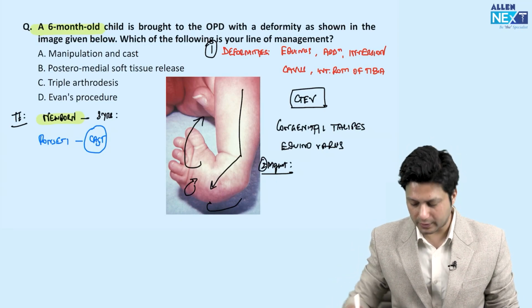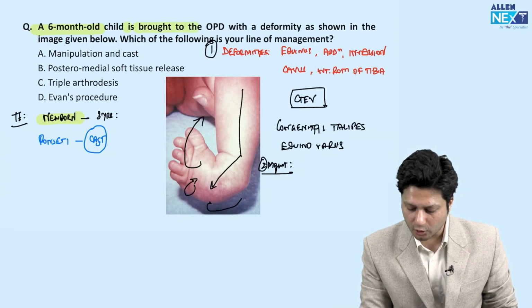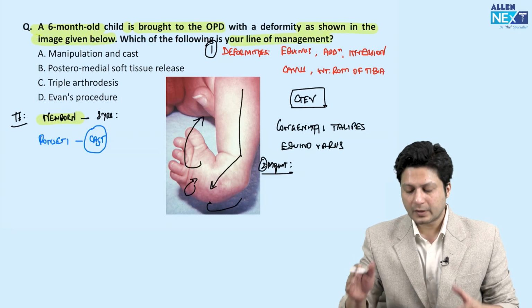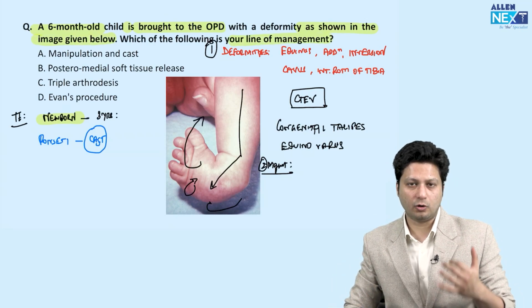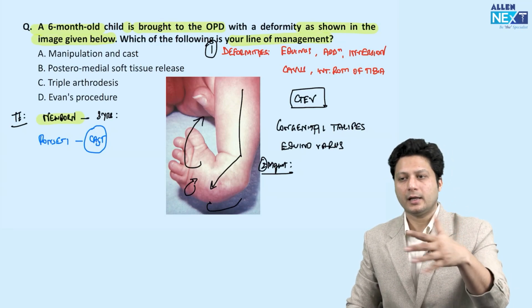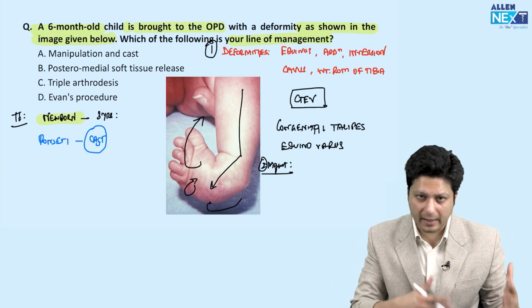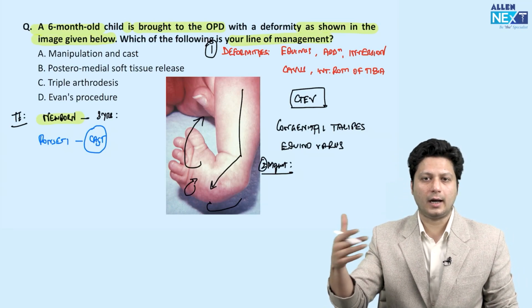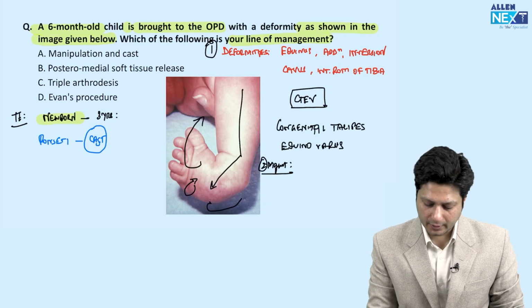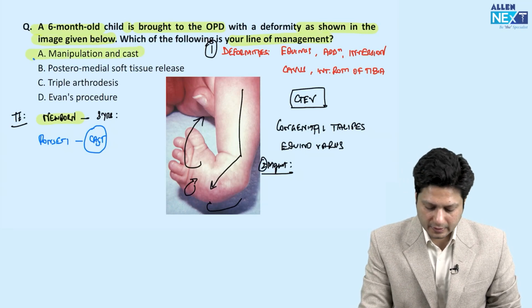If you read the question again, a 6 months old child is brought to the OPD with the deformity as shown in the image. Which of the following is your line of management? First of all, you will go with the conservative method. After that, if there is a failure, a recurrence, or negligence on the part of the parent, then you can go ahead with the surgical method. So it is manipulation and cast.